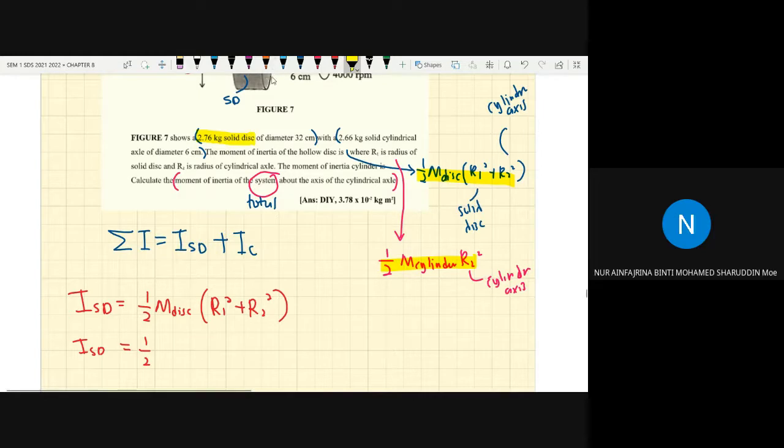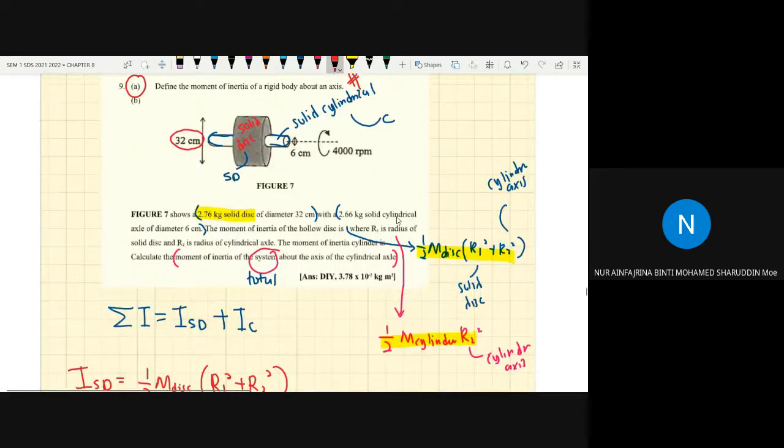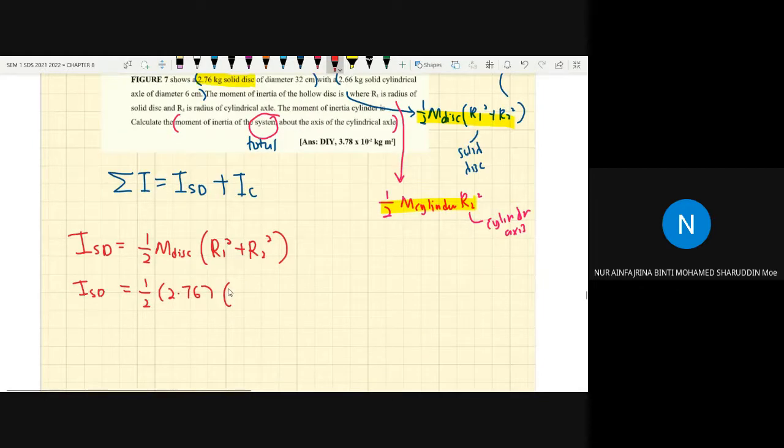Given, the diameter is 2.76. Okay, let's look at the radius of the solid disk. The diameter of the solid disk is 32, so what is its radius? It is 0.16. 16 cm is equal to 0.16 meter. So 0.16 squared, and so on.